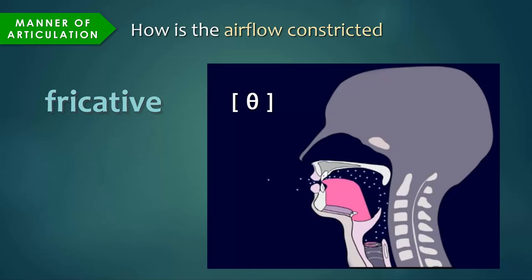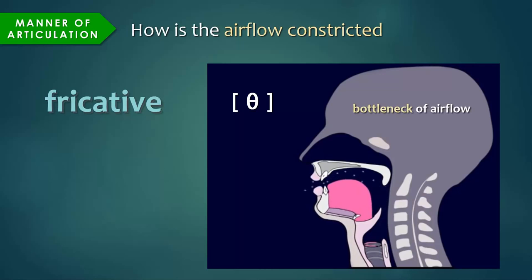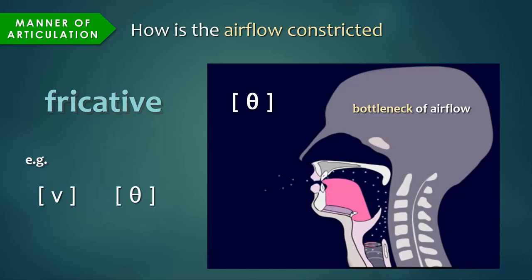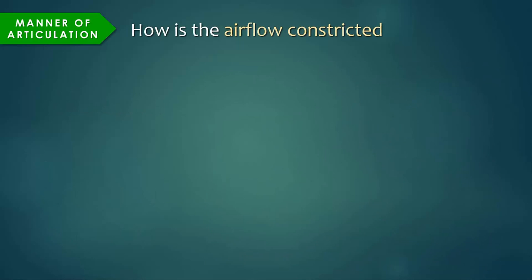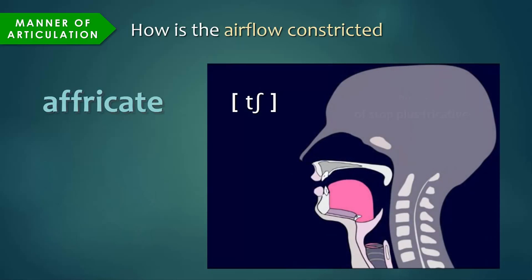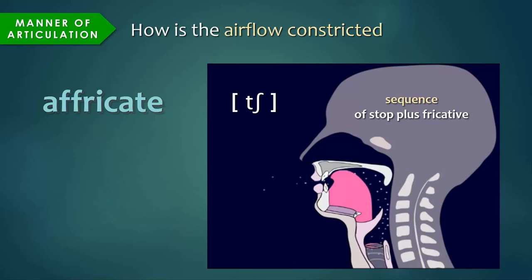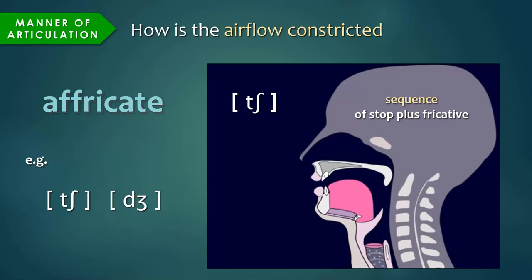Fricatives are sounds produced when the tongue approaches but does not make contact with a place of articulation, causing a bottleneck of the airflow. And this gives the sound a friction-like quality, such as v, th, z, sh. Affricates result from a sequence of stop plus fricative in rapid succession. So the affricate ch represents t plus sh, just as the affricate j results from d plus zh.